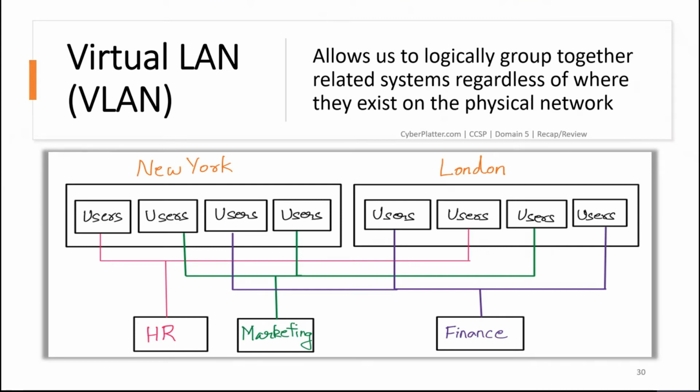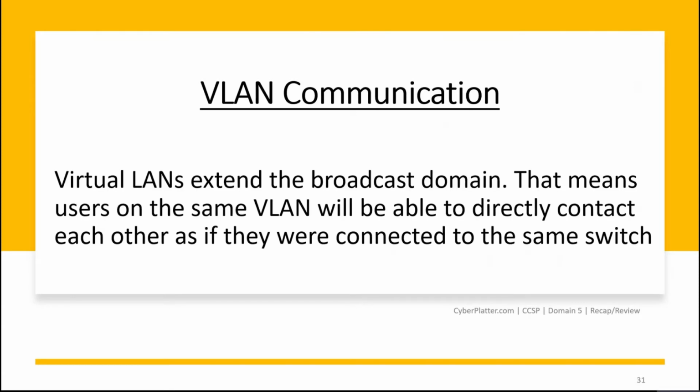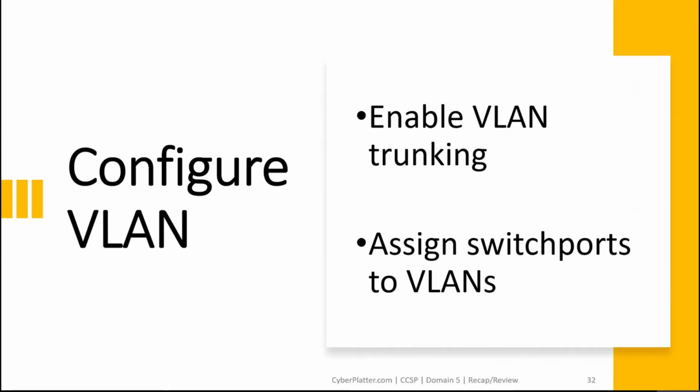Virtual LAN (VLAN) allows us to logically group together related systems regardless of where they exist on the physical network. VLAN communication. Virtual LANs extend the broadcast domain. That means users on the same VLAN will be able to directly contact each other as if they were connected to the same switch. Configure VLAN.